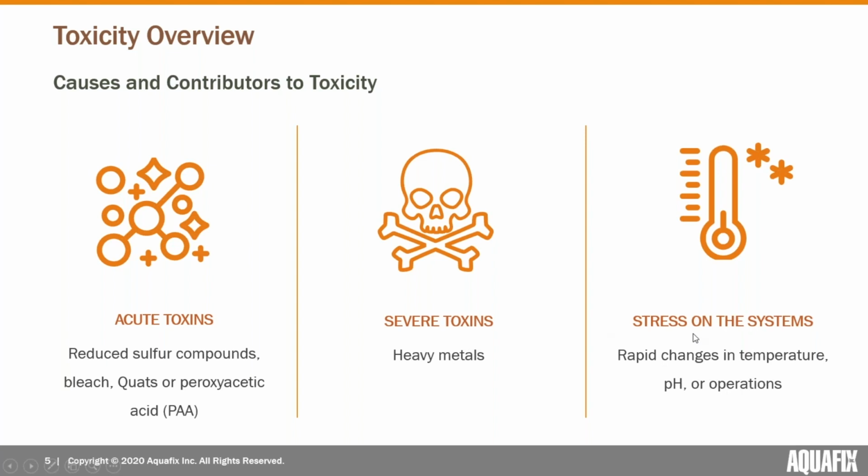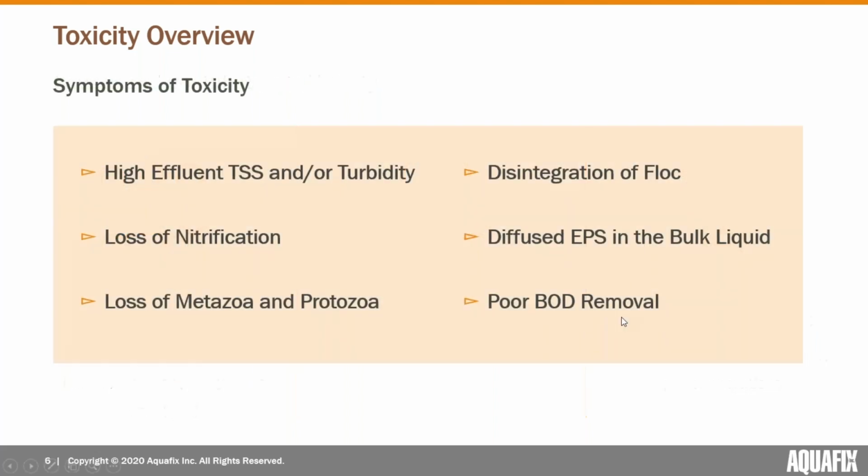In addition to toxins, sometimes it's the toxins plus the stress on the system that causes the issue. We can get rapid changes in temperature, pH, changes in operation. That, in addition to something else, can cause the problem. What are the symptoms? First of all, high effluent TSS or turbidity, loss of nitrification, loss of protozoa and metazoa, disintegration of floc, diffused EPS in the bulk liquid. We'll talk a lot about EPS in this presentation, and poor BOD removal.